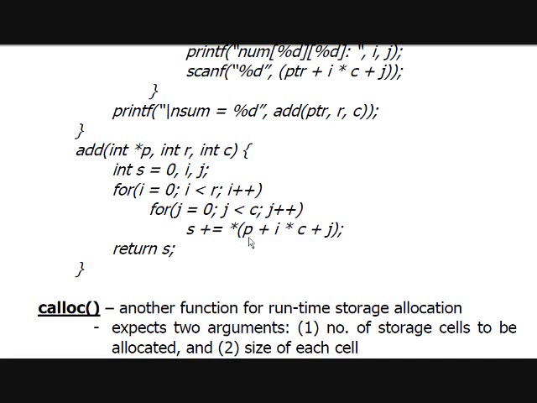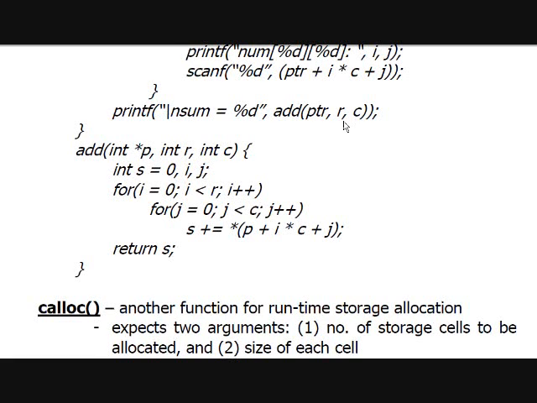Okay, so here we use our parameter p, which basically contains the address stored in PTR here, and add it with the current row multiplied by the total number of columns plus the current column number. Okay, then for each iteration, i and j will change, and whatever the value of s is, the last value will be returned to the caller and replace this function call.